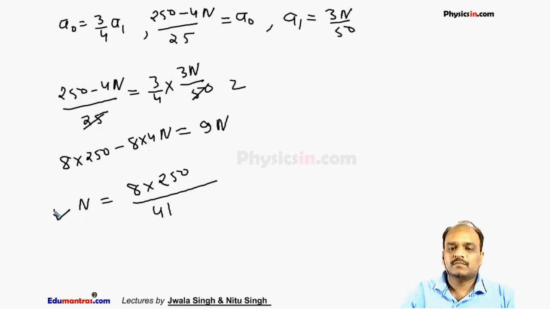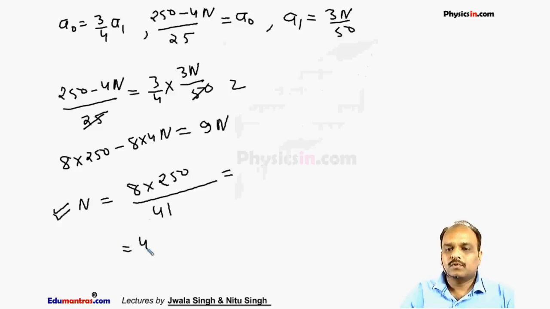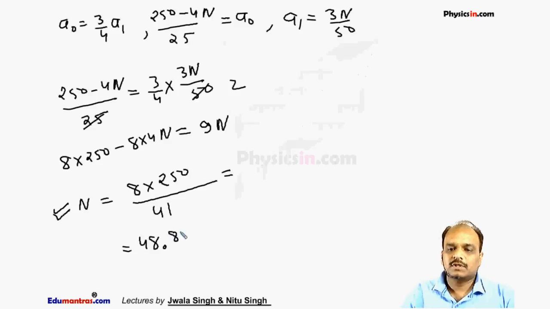This is our n, which is equal to 250 divided by 41, which is equal to 48.78, can be written as 48.8 Newton. This is the normal reaction.